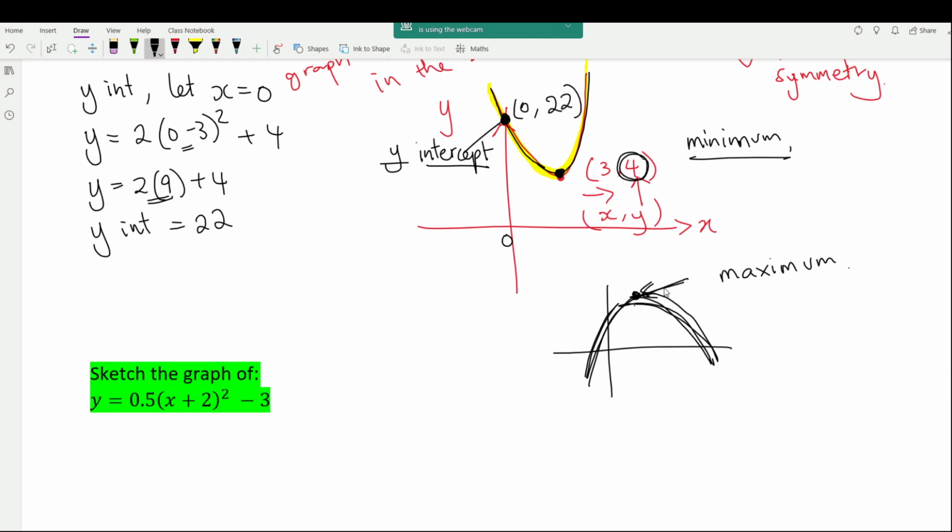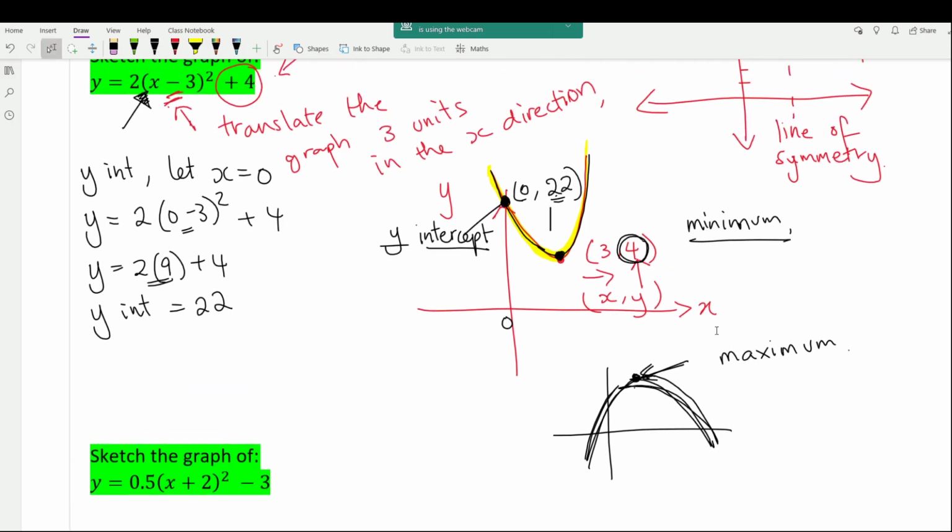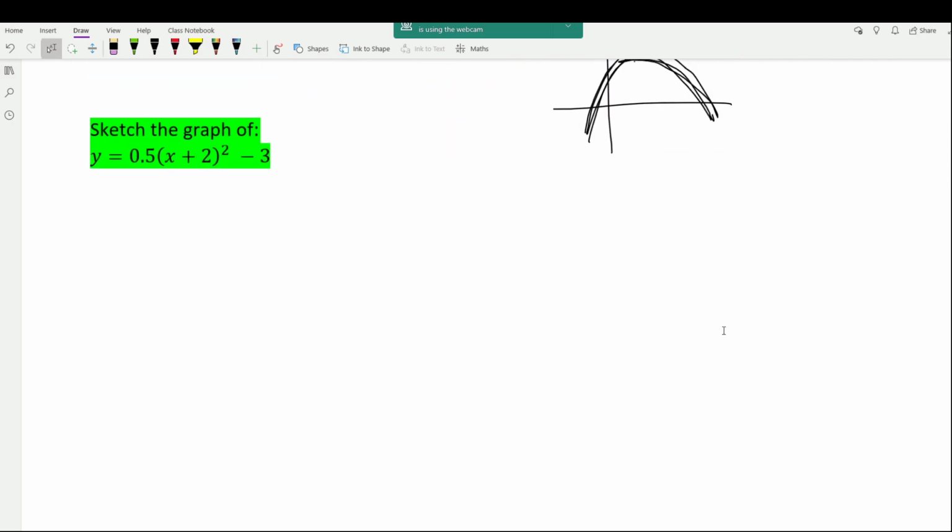So in this graph we have a maximum. Our y-intercept is at (0, 22), so it's 22. There is no x-intercept because the graph did not cut through the x-axis. Okay, so let us look at one more example.